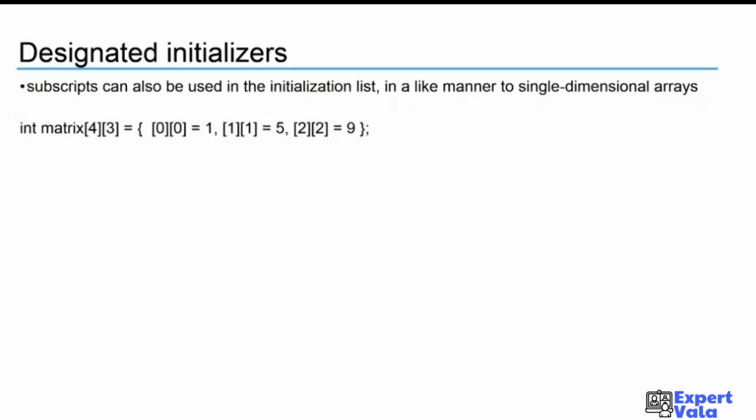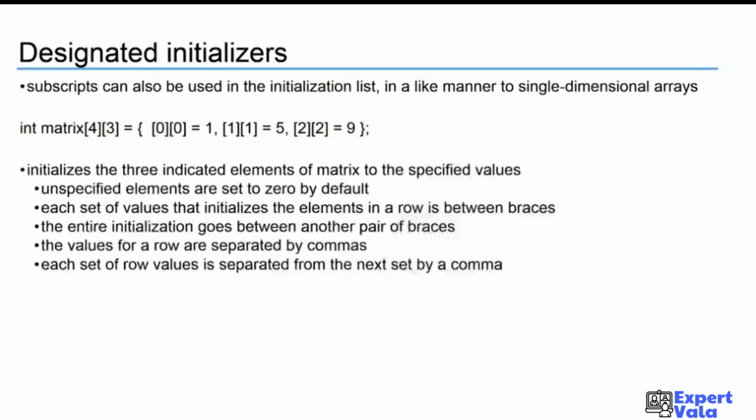Again, visualize this as a table or a spreadsheet, and accessing the elements starts at the top left hand corner. But if you understand that the 4 represents the rows and the 3 represents the columns, it's pretty intuitive after that. So what this is doing is initializing the 3 indicated elements of the matrix to specified values. But what you should notice here is the syntax. All the unspecified values are going to be 0 by default. This is only going to initialize 3 values.